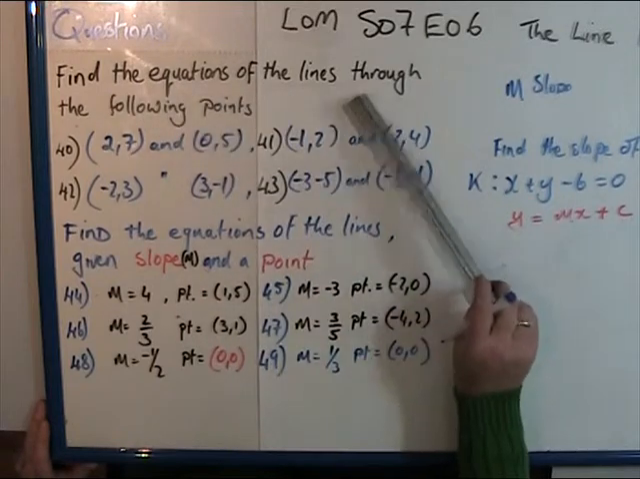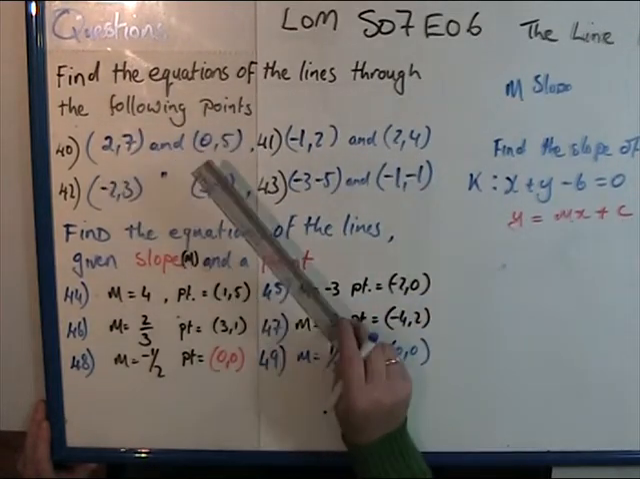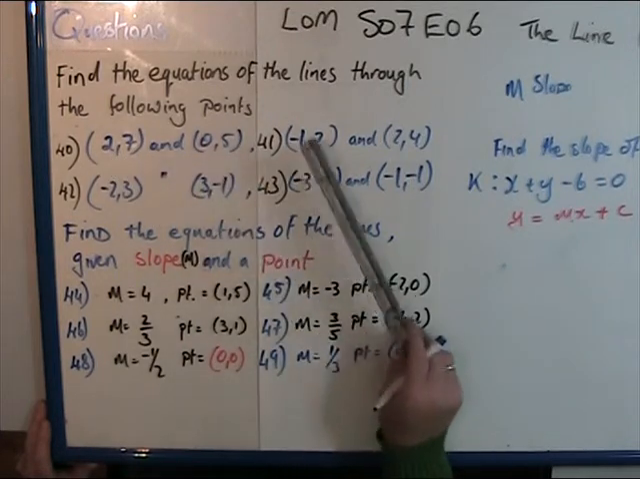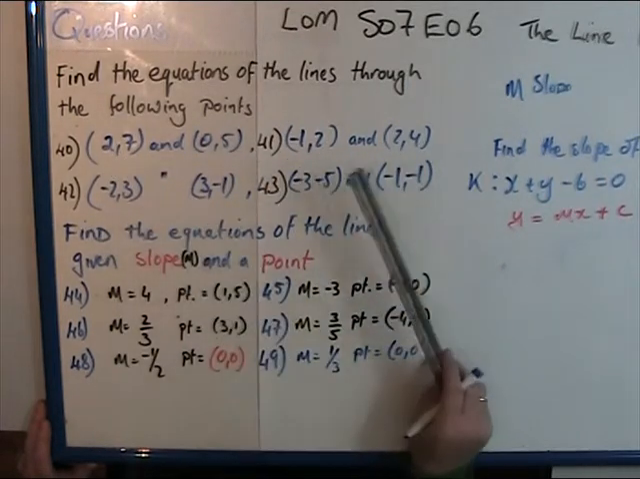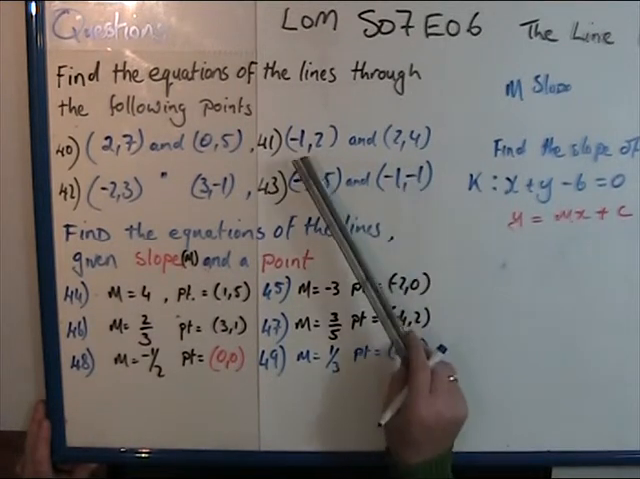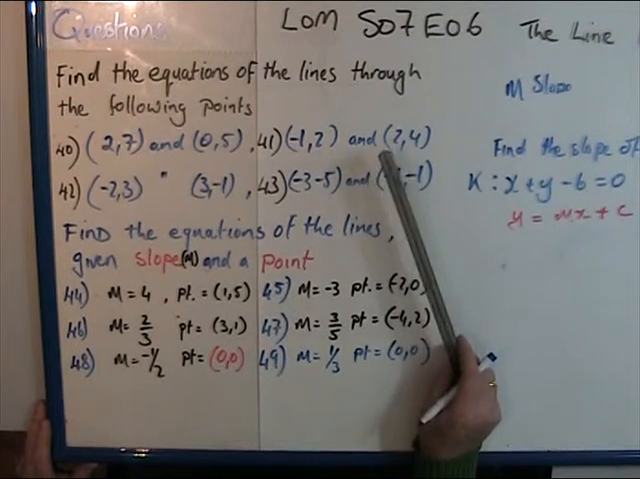Find the equation of the lines through the following points. Well, you've got a set of points, but you don't have the slope, so you're going to have to find the slope of that line. Then just find the slope, and put whatever point you pick into the line.